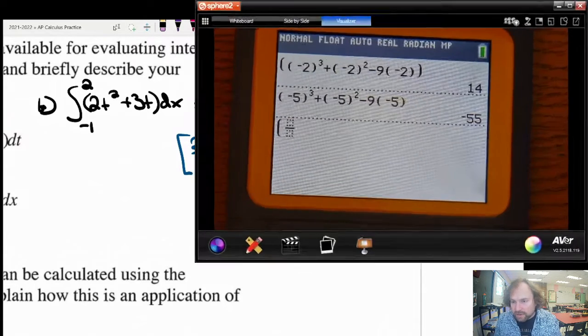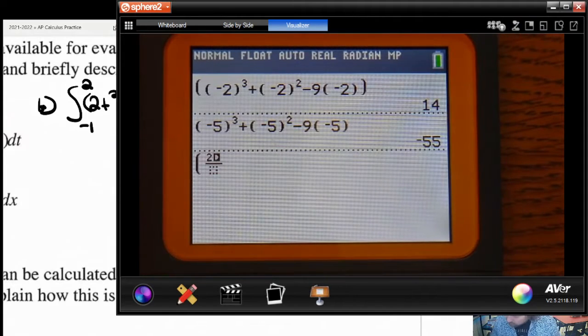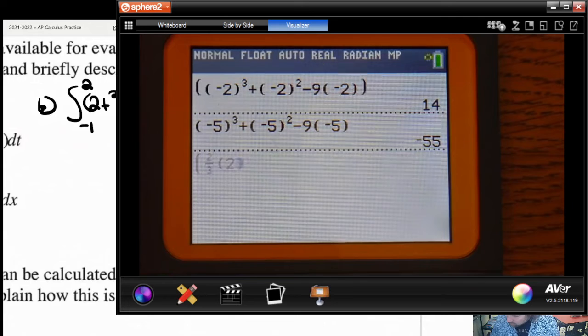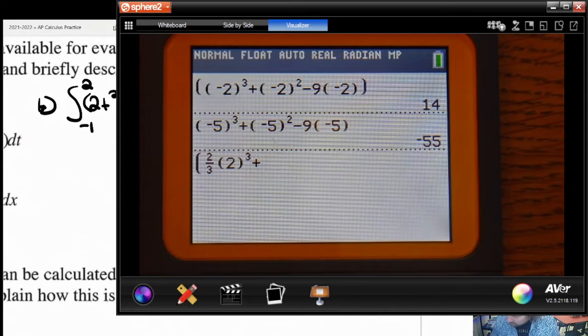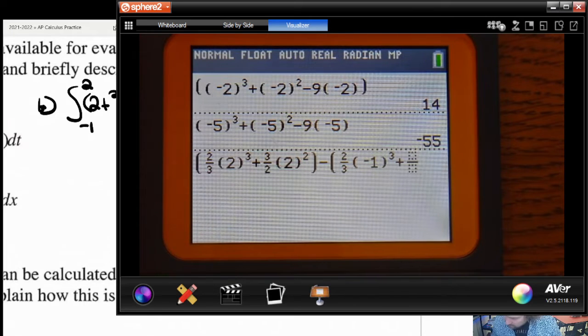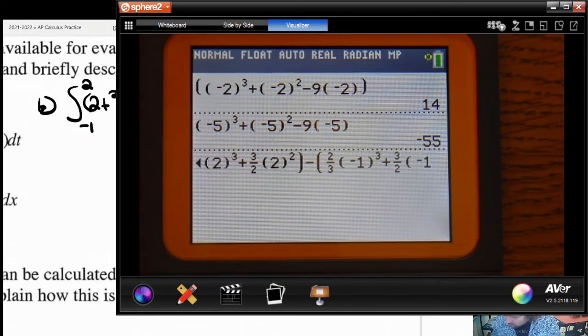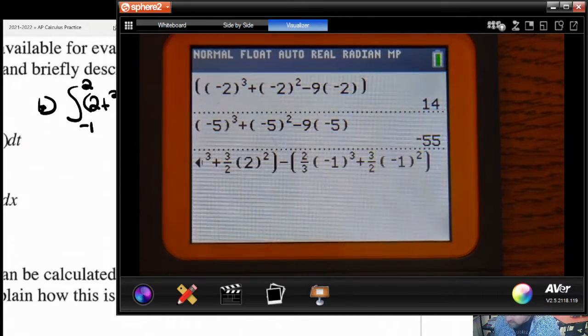I'll make my calculator cam nice and big so you can see what I'm going to do here. I'm going to have 2/3 times 2 to the third power plus 3/2 times 2 squared. That's our first big chunk of this problem. Minus open parentheses 2/3 in parentheses -1 to the third power. Oh, I wrote it down wrong, I'll fix it on there. Third power, plus 3/2 times -1 to the second power. Close that fraction. I think that's going to look pretty nice.